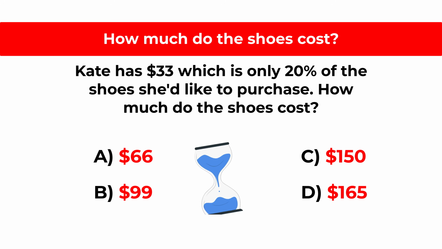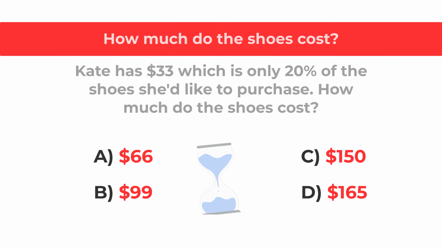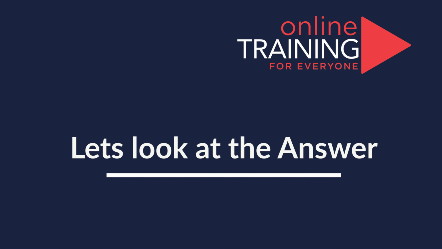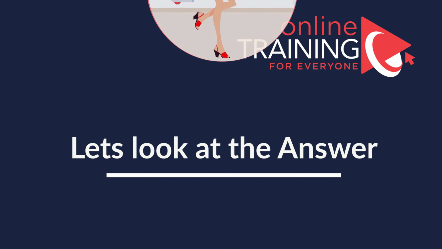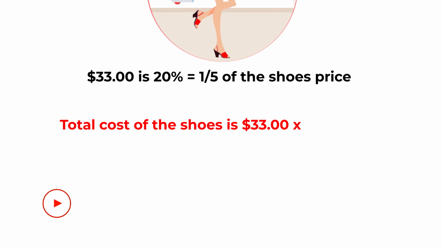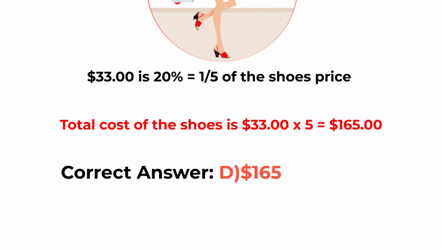Give yourself 10 to 15 seconds, maybe 20 to 30 seconds, depending on how well you are with math and percentages. Ready or not, let's go ahead and get to the correct solution together. The answer to this problem is very simple. $33 is 20% or 1/5 of the shoes' price. So the total cost of the shoes would be 33 multiplied by 5, which would equal $165. So the correct answer here is choice D, $165.